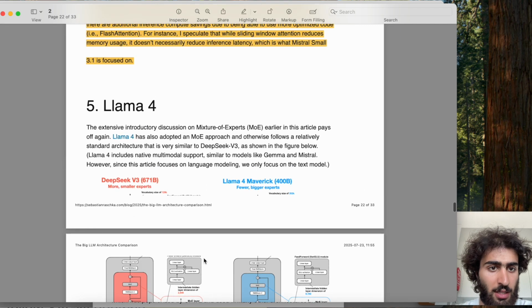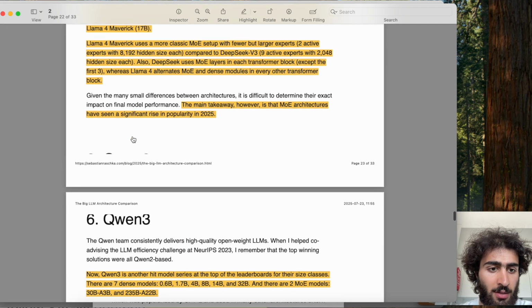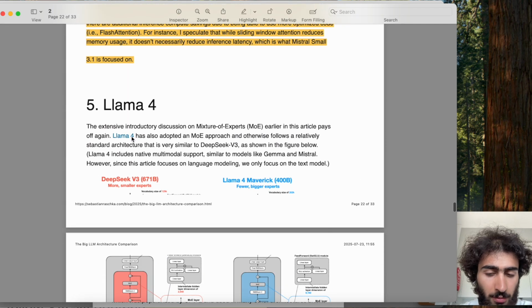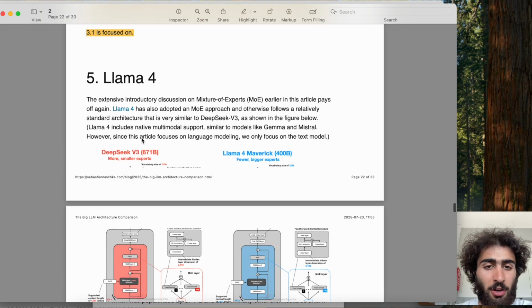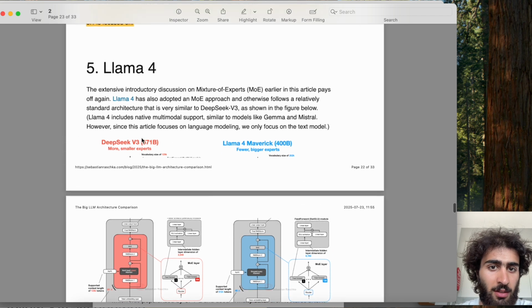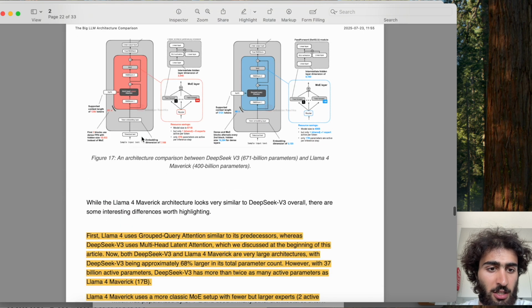So we have, I guess, 3 more models: Llama 4, then the Qwens, and then K2, or Kimi 2 rather. So the extensive introduction, or I don't know how extensive it really was, but the discussion of a mixture of experts will motivate the discussion of Llama 4 since it is a sparse model.